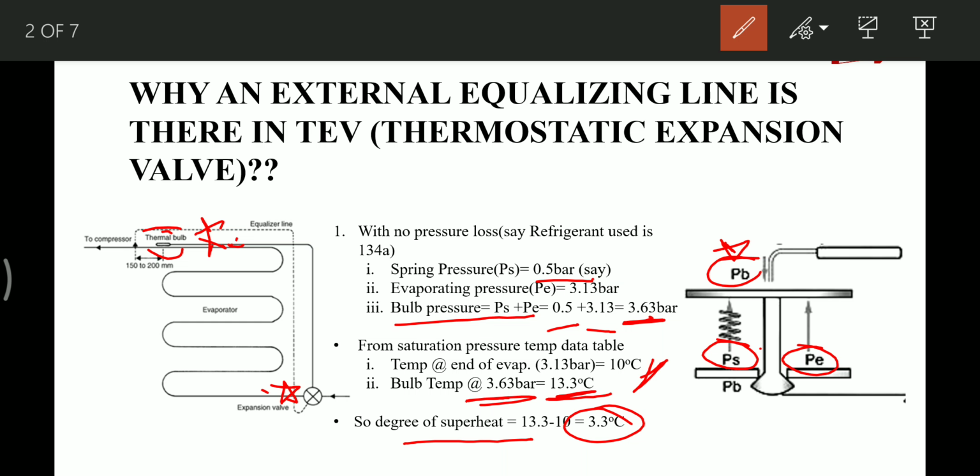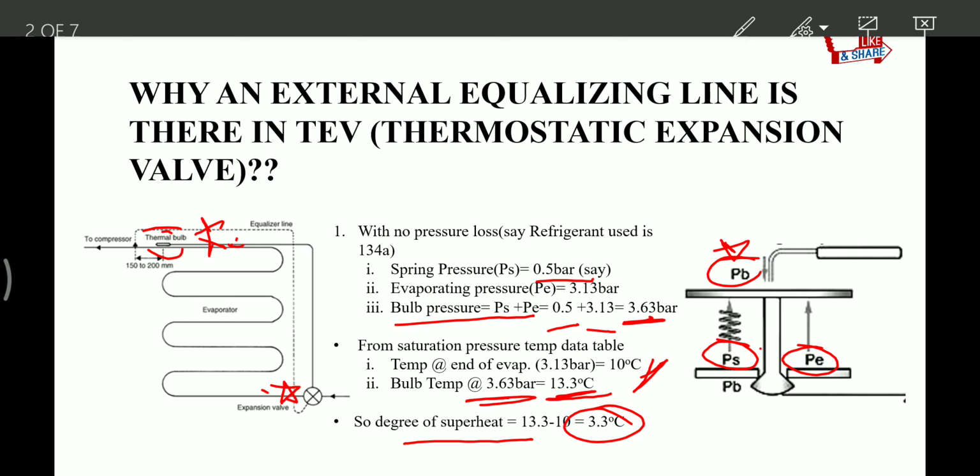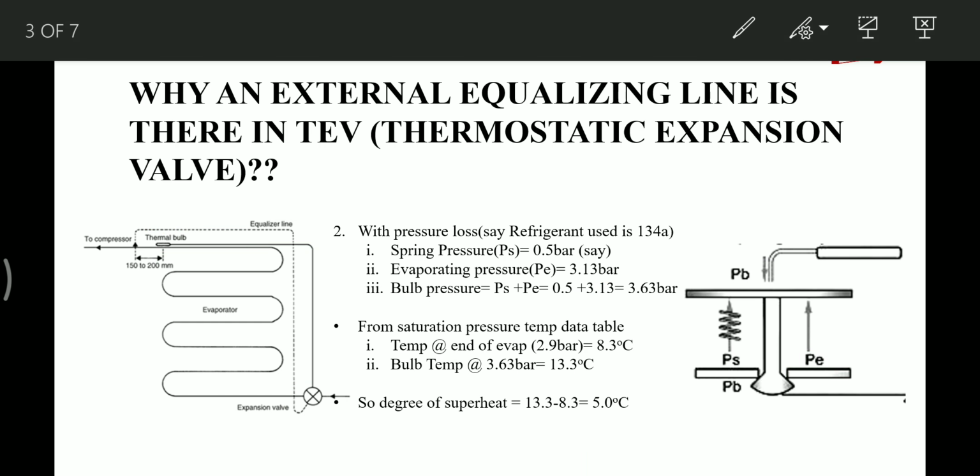evaporating pressure. Now let's see when there is loss in evaporating pressure and we don't have an equalizing line. Now in this case also the spring pressure remains the same, which is 0.5 bar, and then we have the evaporating pressure which is 3.13 bar. This pressure is at the start, that is 3.13 bar. And the pressure in the bulb will be equal to 3.63 bar, which is again the same.